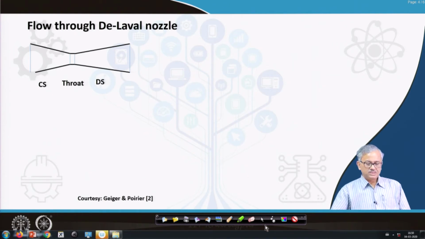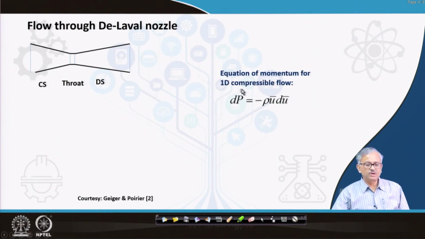Now let us see the equation of momentum for one dimensional compressible flow, basically how this type of nozzle produces a supersonic oxygen jet through this nozzle, and why it emerges at 1 atmospheric pressure. If we see, that is the equation of momentum of one dimensional incompressible flow. So if you consider the momentum equation for one dimensional incompressible flow, we can write like this.